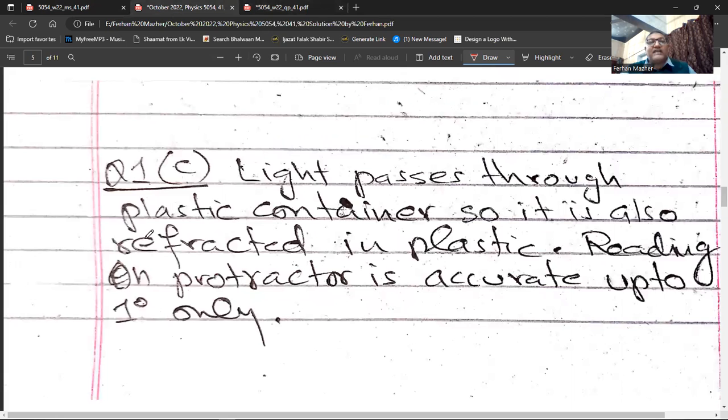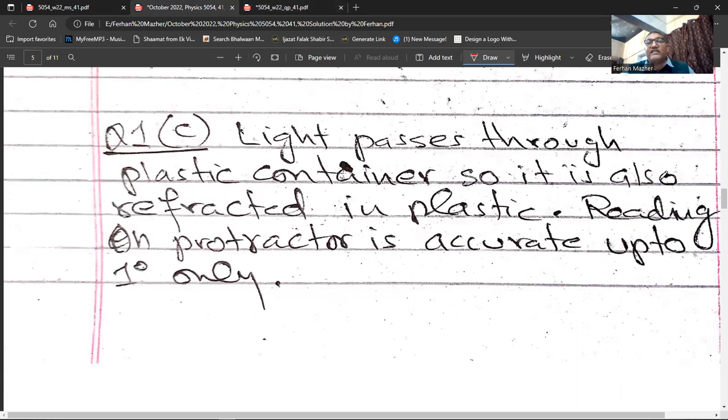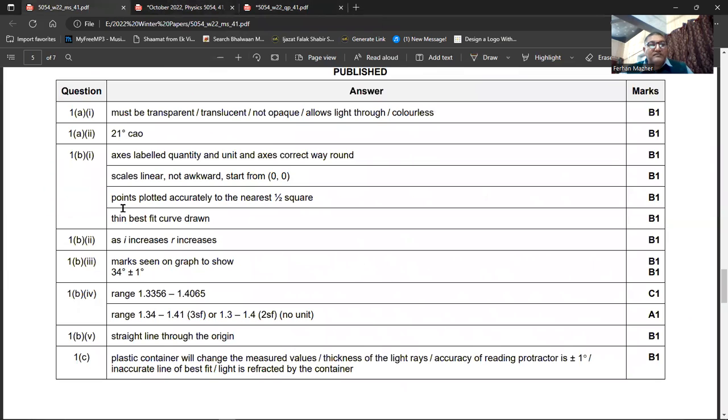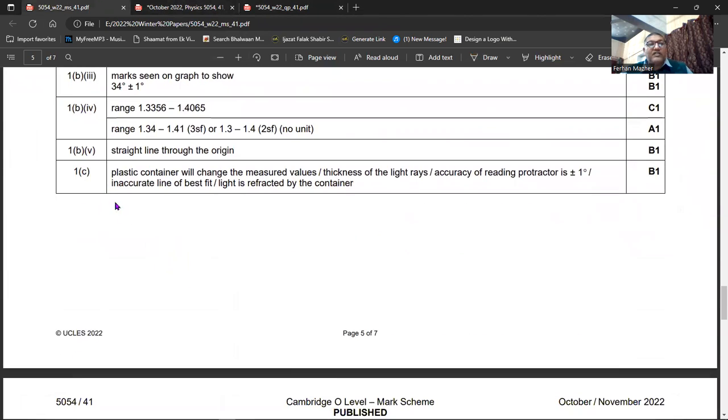Let me show you my answer. Light passes through the plastic container, so the light is also refracted in the plastic. Reading on the protractor is accurate up to 1 degree. So let's have a look at the marking scheme. The plastic container will change the measured value. So our answer is right.